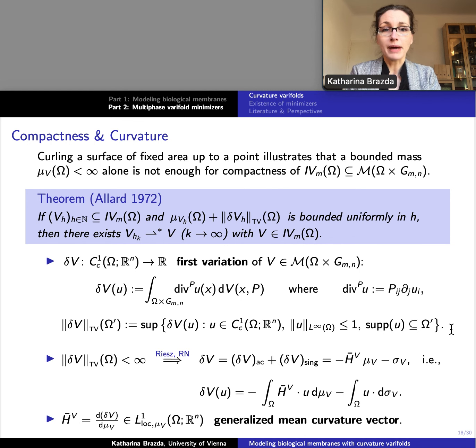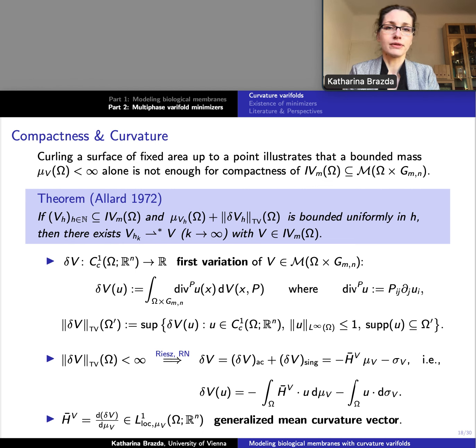If the latter is bounded, then the Radon-Nikodym theorem allows us to split the first variation in an absolutely continuous part and in a singular part with respect to the mass measure. That is, the density of the first contribution, the absolutely continuous part, is then the generalized mean curvature vector h bar of the varifold, whereas the singular part has the role of a boundary measure.